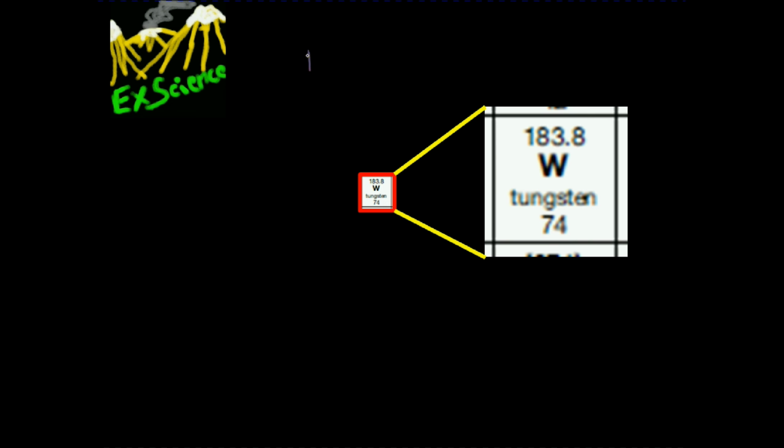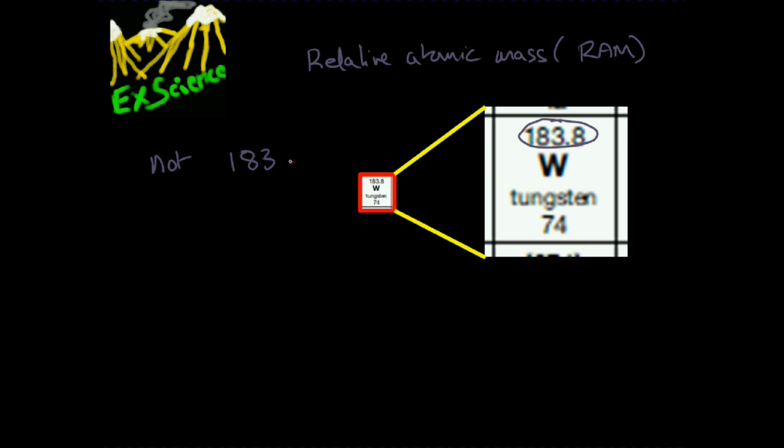The relative atomic mass might look a bit odd since it's not a whole number, i.e. it's not 183 or 184. This is due to the existence of isotopes.